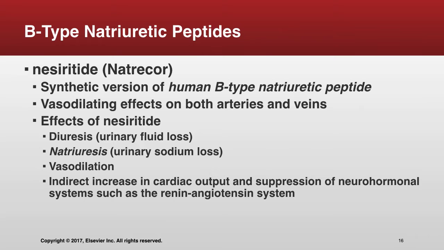Again, think about how these words are put together. It's going to help you to remember what the effects are with them. So when you see this word as natriuretic, you're going to say, oh, that means that there's sodium in the urine. It also causes vasodilation, and it has an indirect increase in cardiac output and suppression of neurohormonal systems like the renin-angiotensin system.